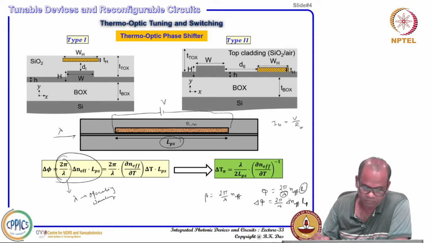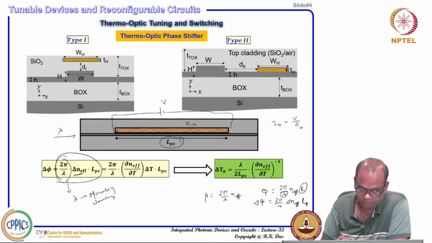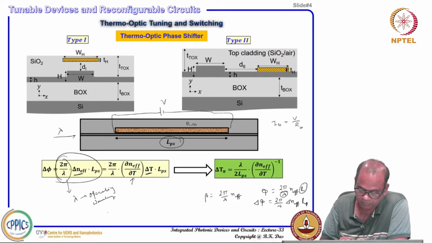L is the phase shifter length. So, then 2 pi by lambda times delta N effective. How is this delta N effective change happening? Because of the thermal effect, and with the Thermo-Optic coefficient we have del N effective by del T, and delta T is the temperature rise in the waveguide core, for example.